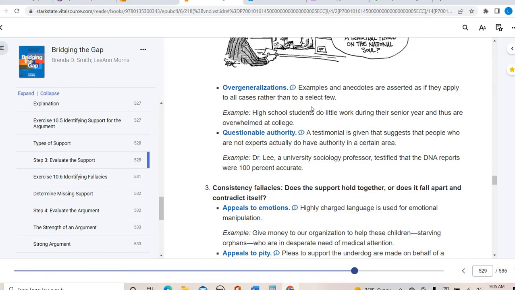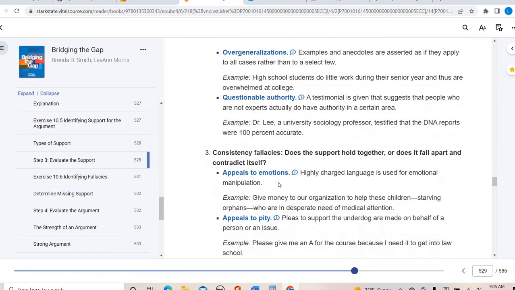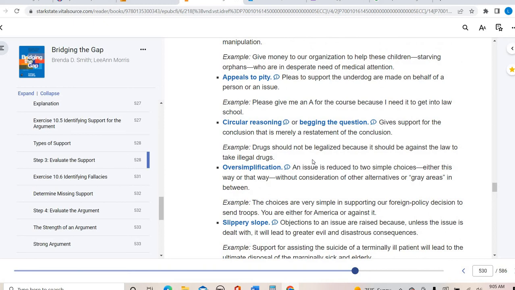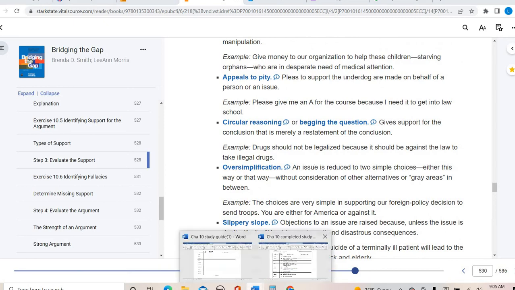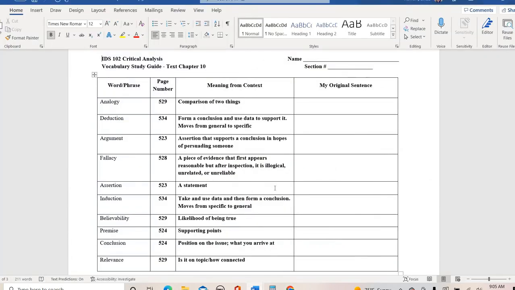Sometimes you might overgeneralize something so that you are trying to see like it applies to everything when it really doesn't. Sometimes a fallacy is appealing to emotions, but you can see there's a whole list of different types of fallacies there. So that's what a fallacy is. At first it might seem, okay, that makes sense, but then it's like, well, wait a minute, something's not quite right about this.